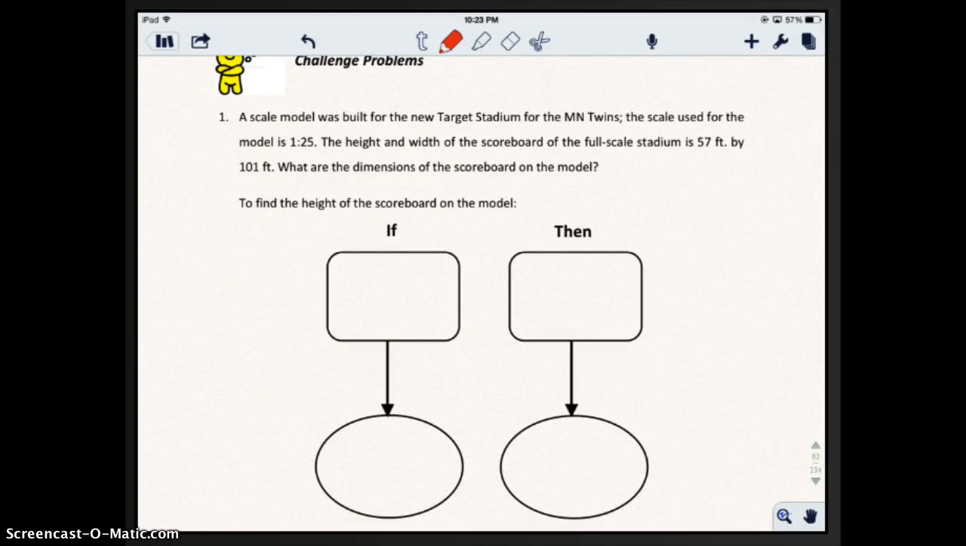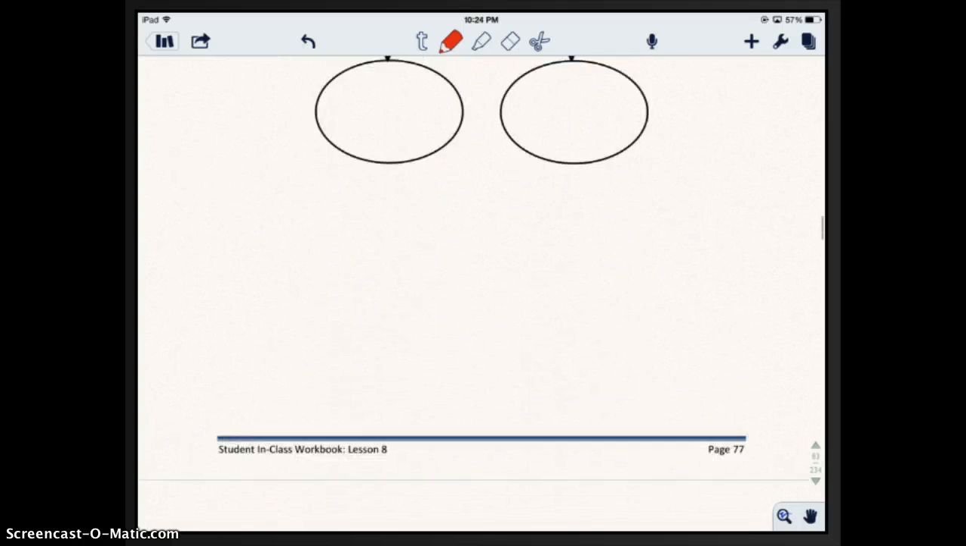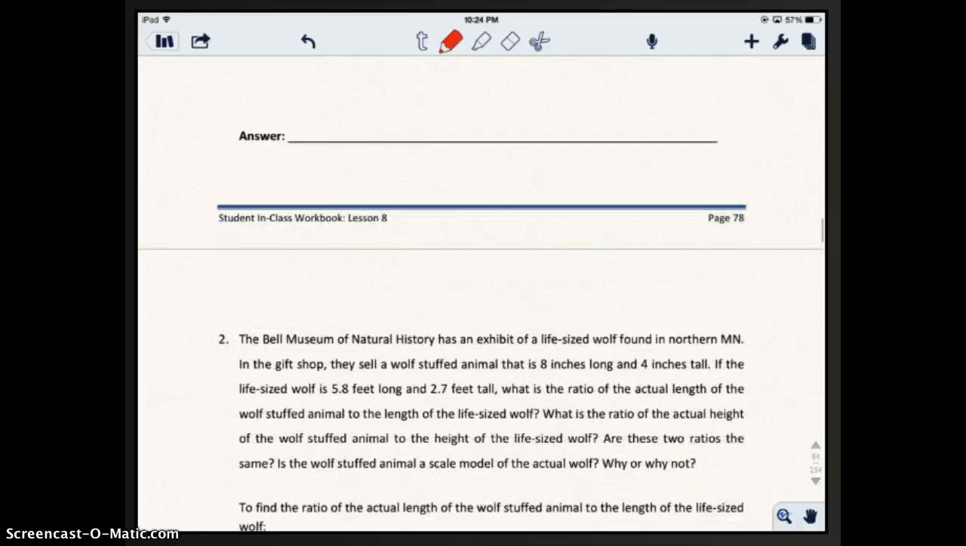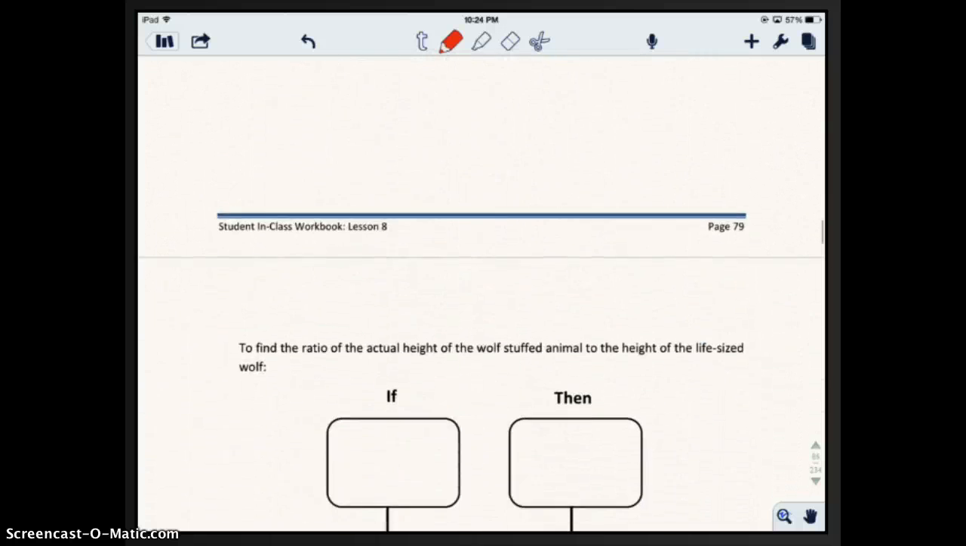We'll skip over the challenge problems for right now. Not that they're that hard, though.